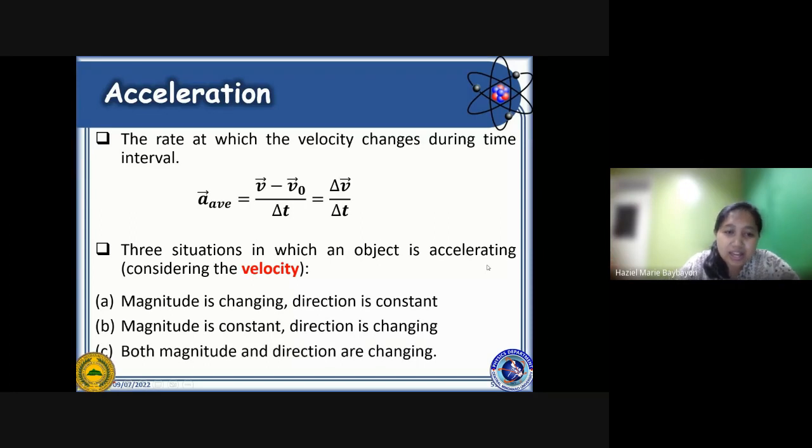Okay? And of course, if both the magnitude and the direction of your velocity change. So these are the three situations in which there is acceleration in a moving object. Okay. Were you able to picture it, class? Yes, ma'am.